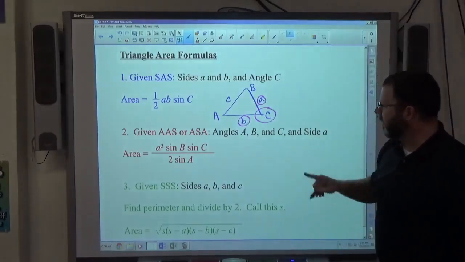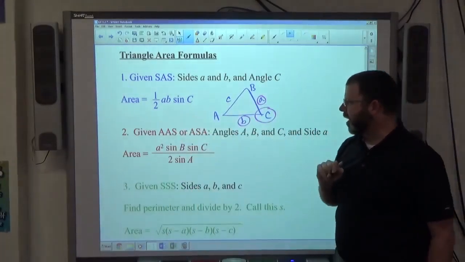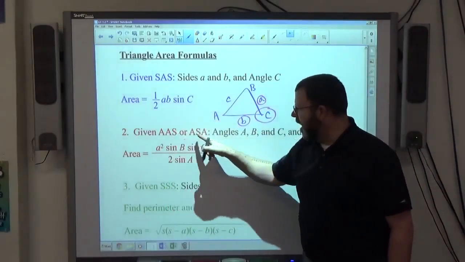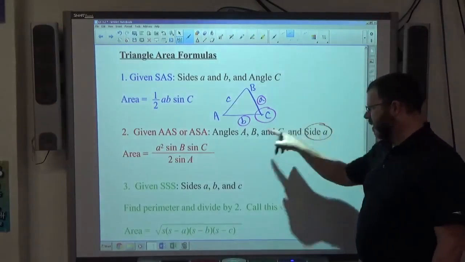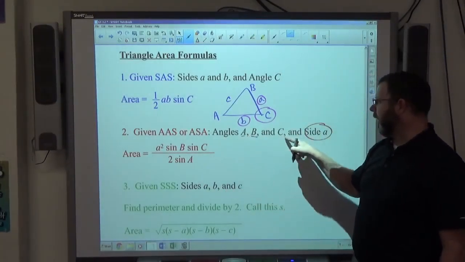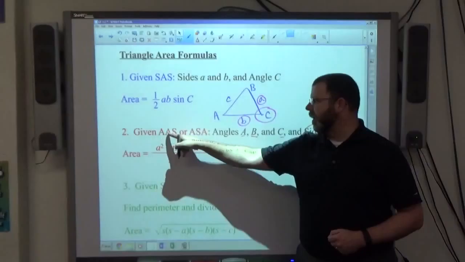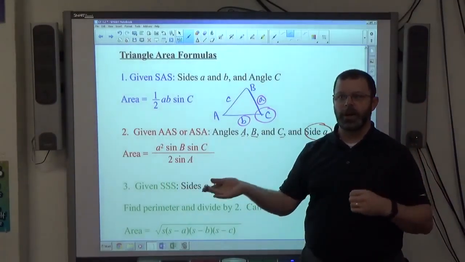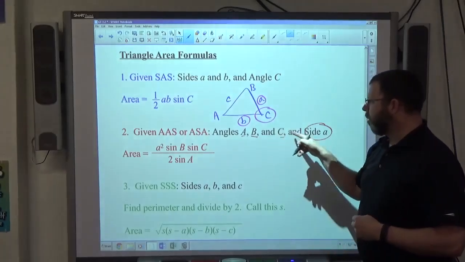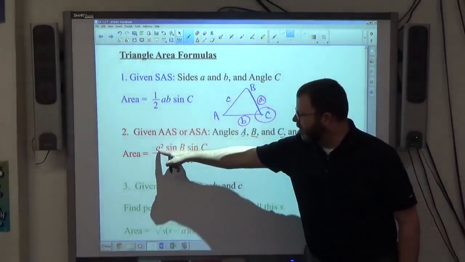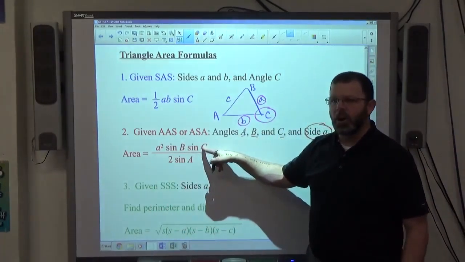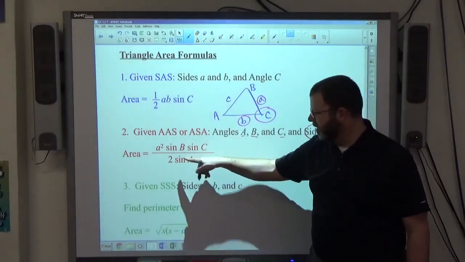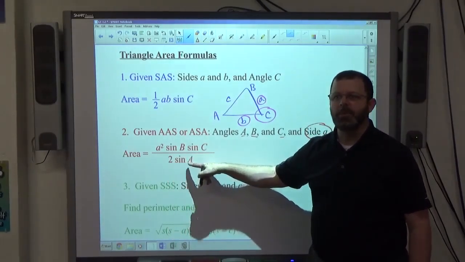The second one is if you have angle angle side or angle side angle. The side is side A for the sake of this formula, and the angles are A, B, and C. So notice angle side angle, we're given two angles. So first of all, find the third angle, 180 minus the other two angles. You want to know all three angles on the side. It's A squared, sine of the two angles that aren't opposite the side, divided by 2 times the sine of the angle opposite the side.